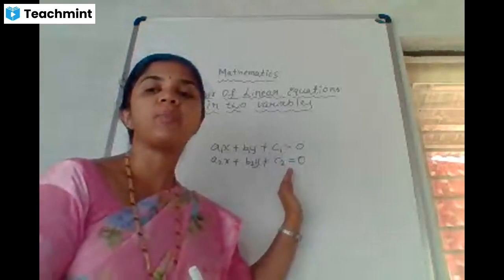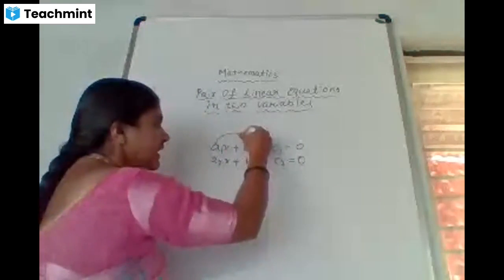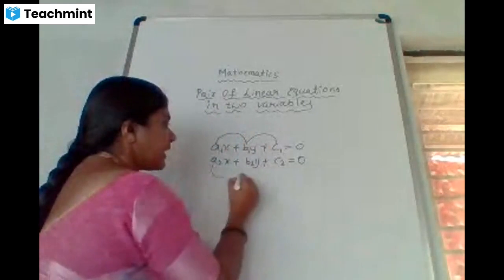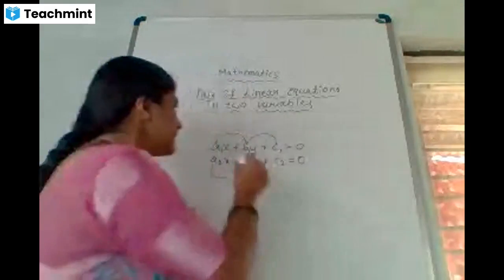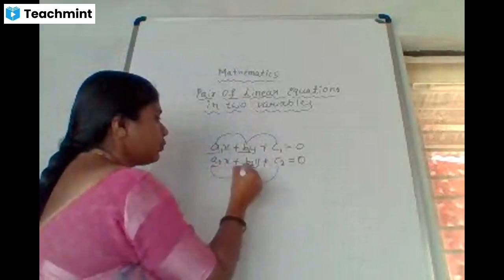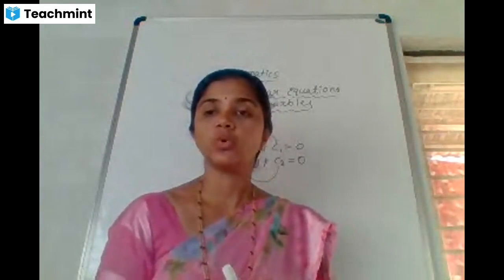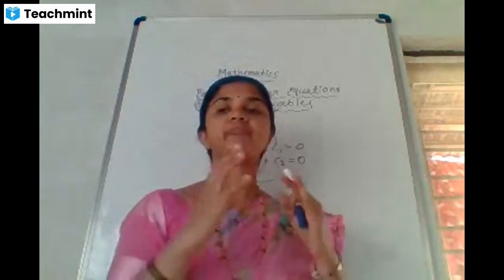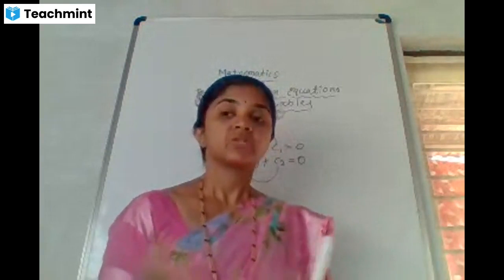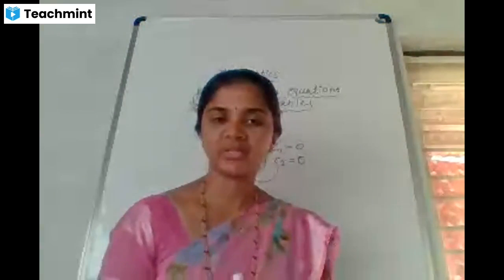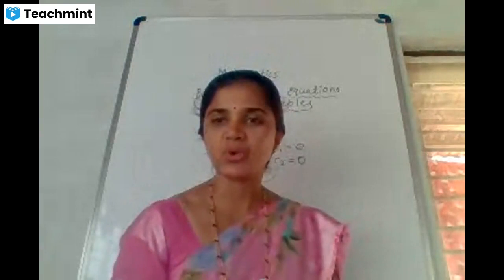This is the standard form of the pair of linear equations in two variables, where a1, b1, c1 and a2, b2, c2 are real numbers, and a1 and b1, a2 and b2 are not both equal to 0 at a time. Okay. That day we discussed one story. Thank you, Ankit.